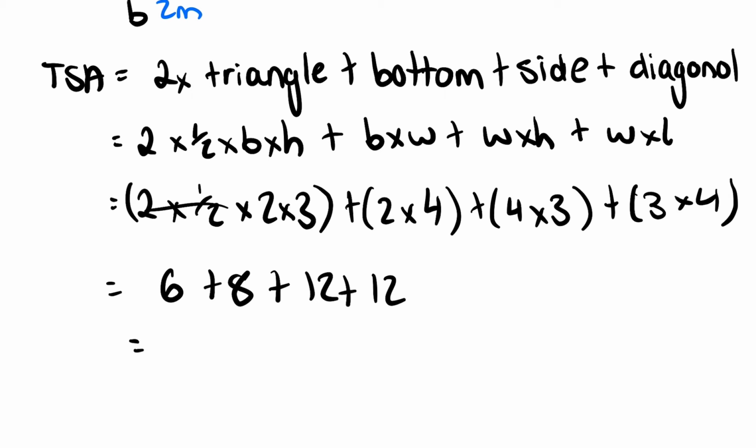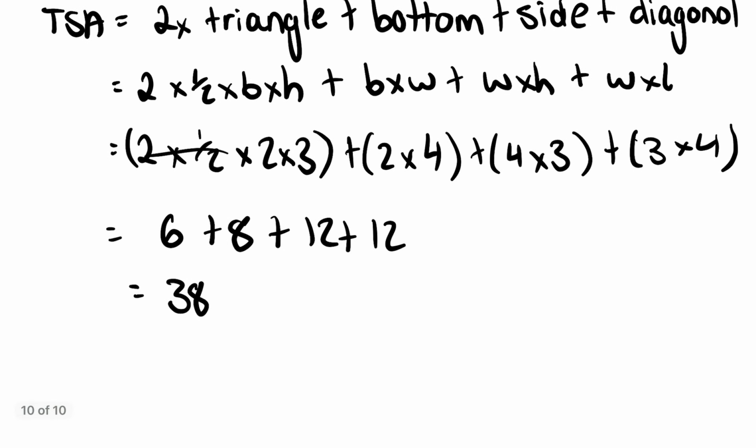Add those together. Once you've done that, you've now got your total surface area. So you've got 6 plus 8 plus 12 plus 12. We end up with 38, and for units, we are working in meters squared. And that's how you do that kind of one.